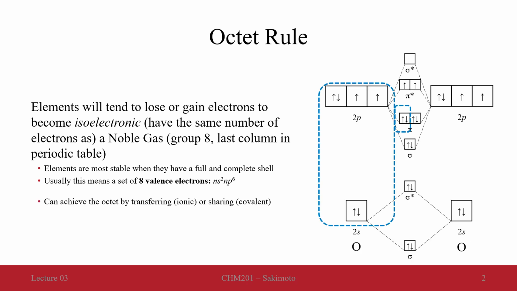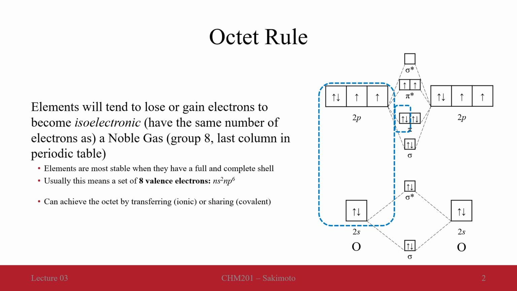Any element, including oxygen, can also achieve this octet by sharing rather than by transferring, if it doesn't have enough pulling power, enough electronegativity, to completely steal an electron. We see that between these two oxygen atoms, each oxygen starts with 6 valence electrons, 2 in the 2s, 4 in the 2p. And effectively, this double bond, the two net bonding orbitals, is a way for these two oxygen atoms to share a set of 2 electrons between them.